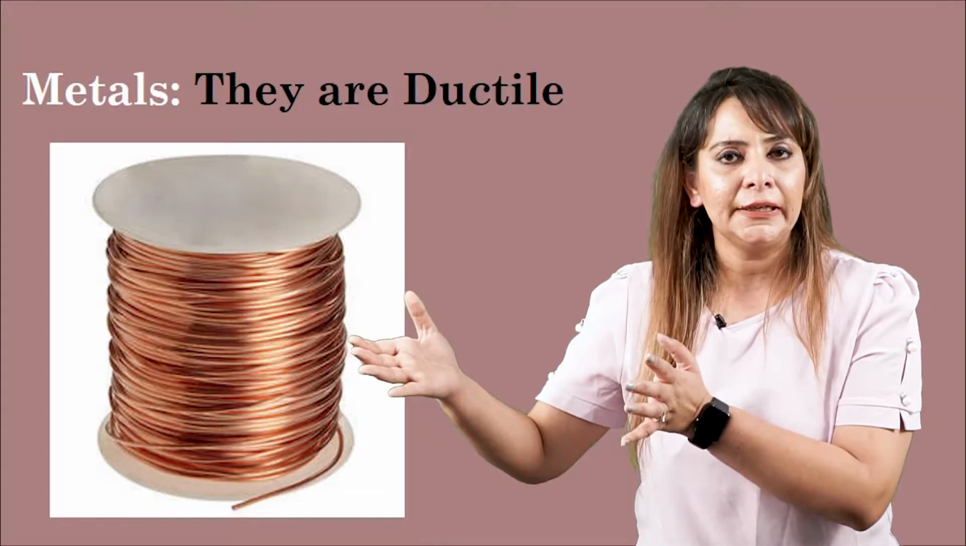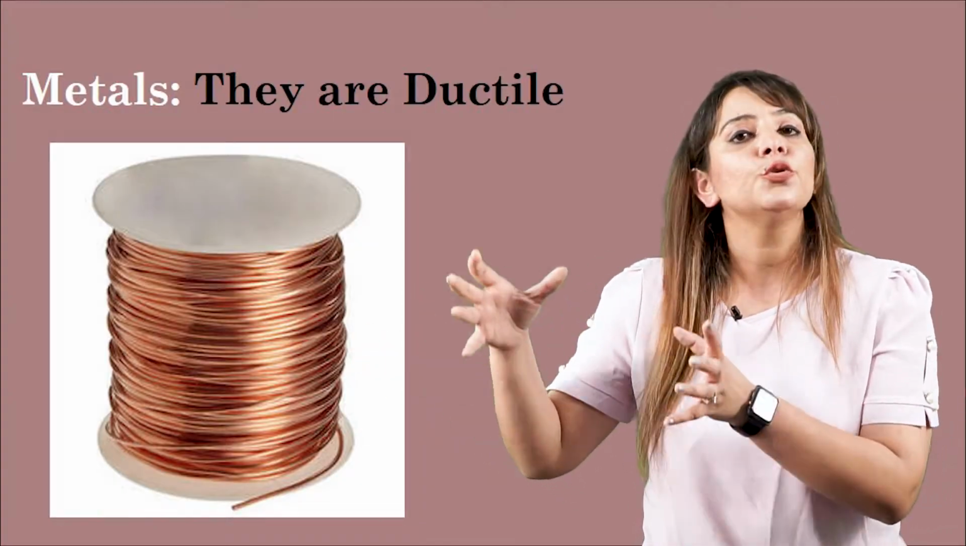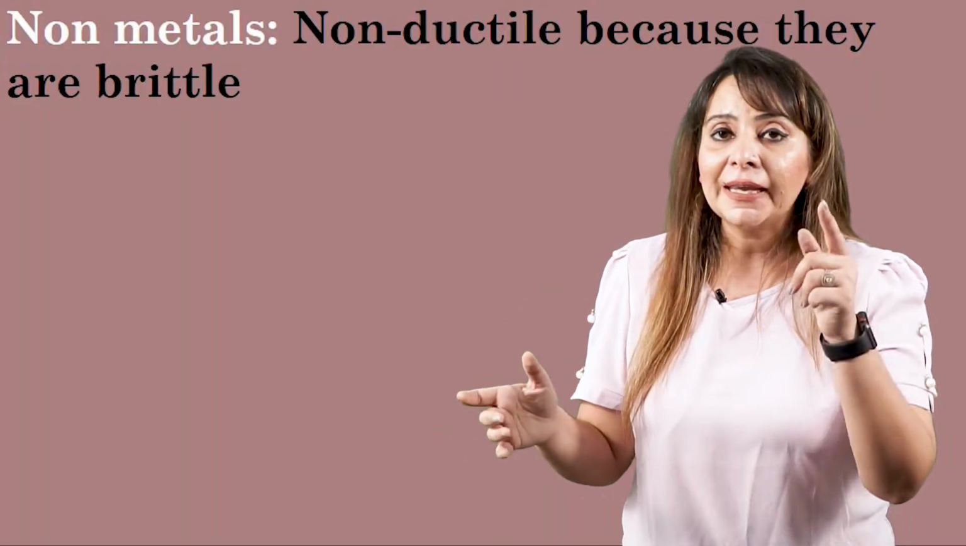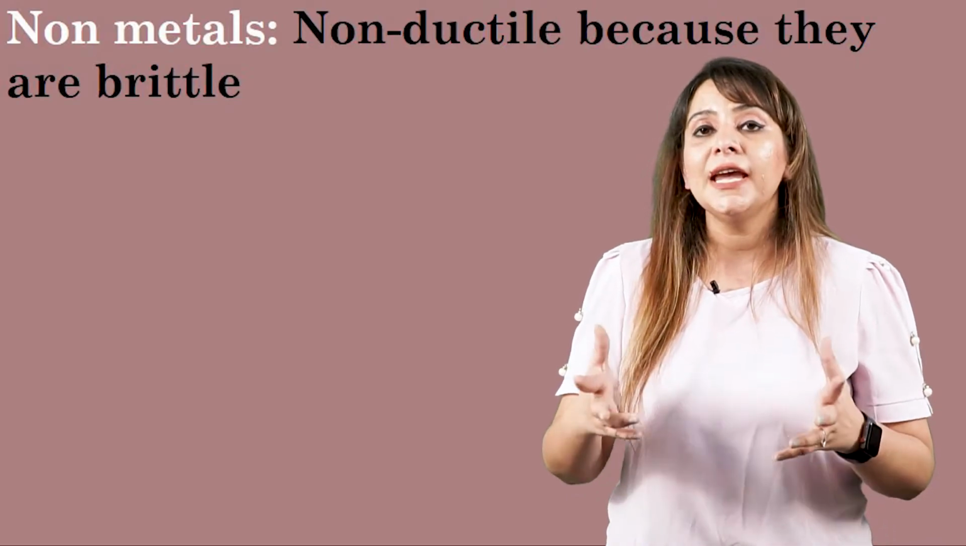So metals possess the property of ductility. That means we can draw them into thin wires. But non-metals are non-ductile. Again, the reason is the same: they are brittle. In order to beat or draw them into thin wires, we need to hammer them, and we cannot hammer them because when we hammer, they break. They are brittle in nature.